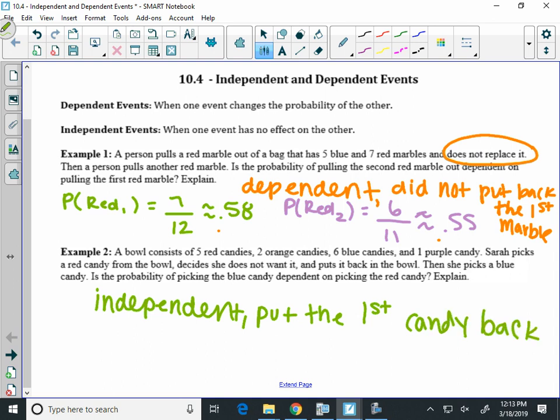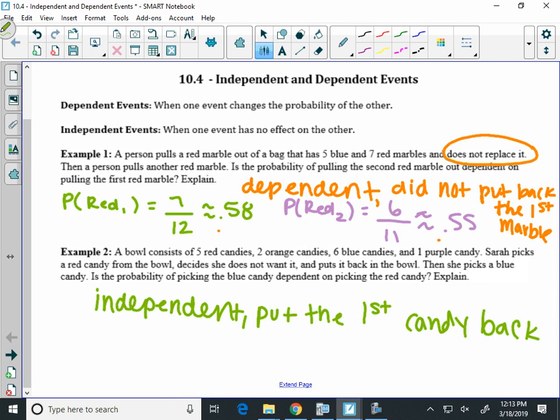So when you answer these questions, you'll have them on your quiz and your test. You say independent or dependent, and then you have to have an explanation. If you just write independent or dependent, you won't receive any points since you're not telling me why you know it. Okay?